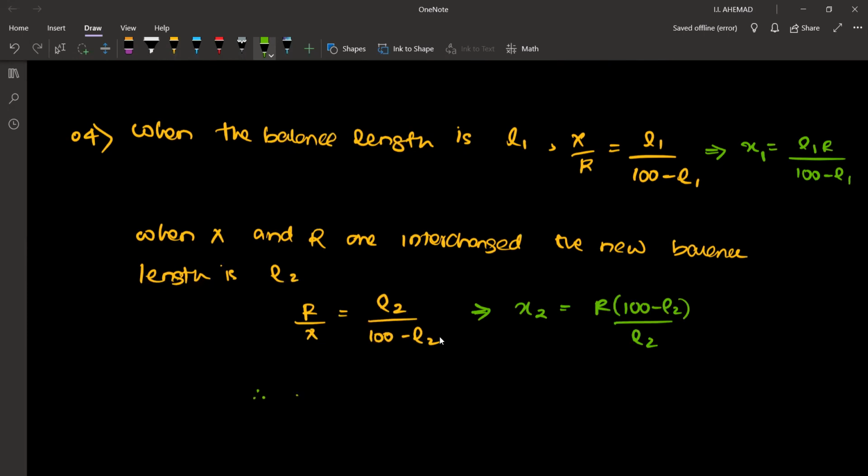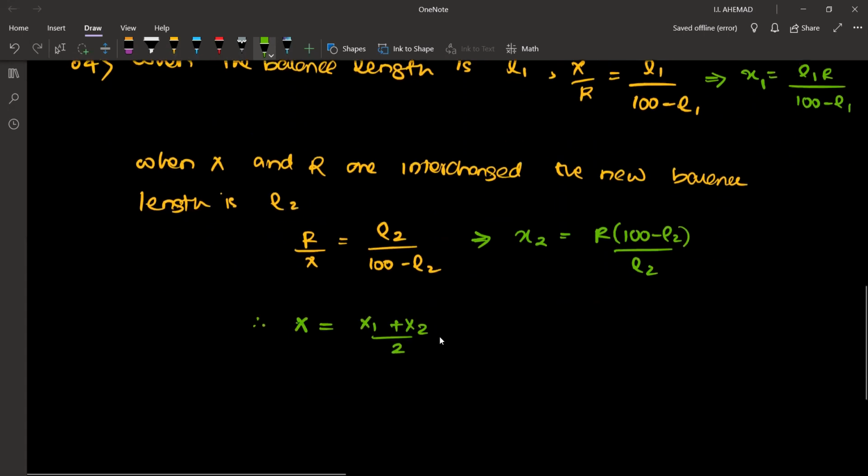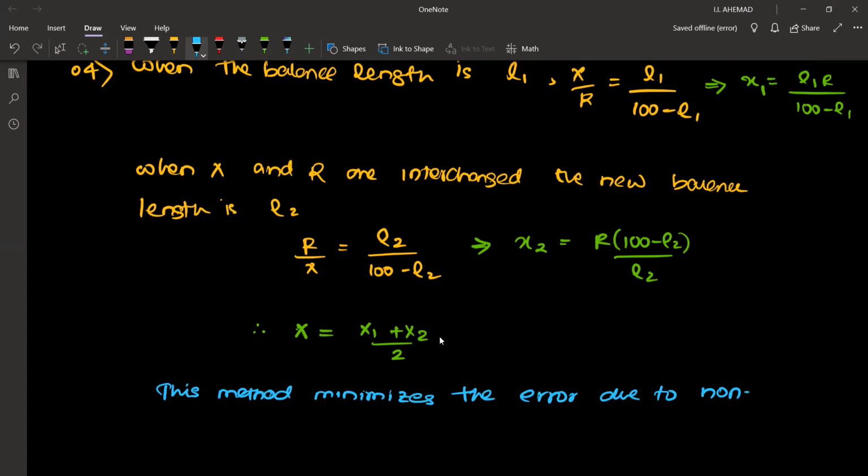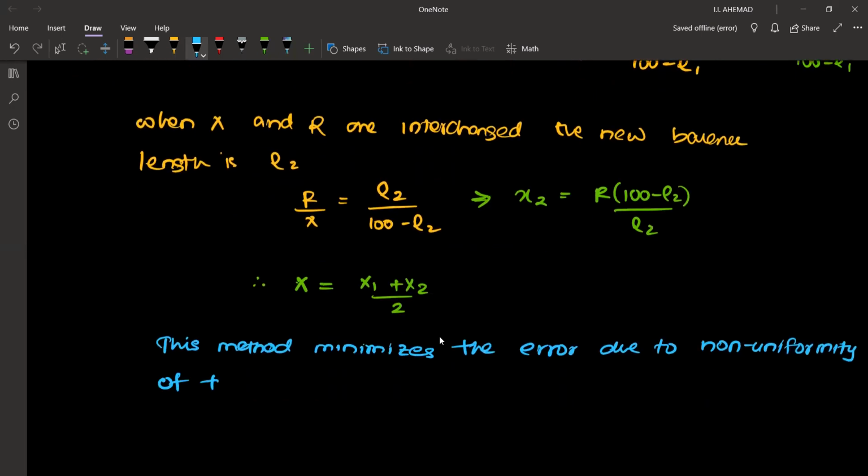Therefore, X is equal to (X1 plus X2) by 2. It's better to take an average, right? So when we do this, we minimize the error due to non-uniformity of the wire. This method minimizes the error due to non-uniformity of the wire. Have you noted this, both of you? Or should I scroll up?